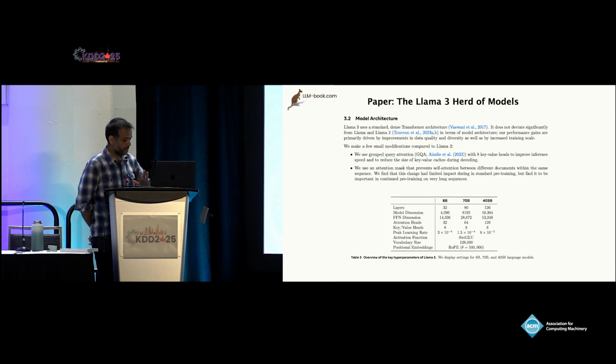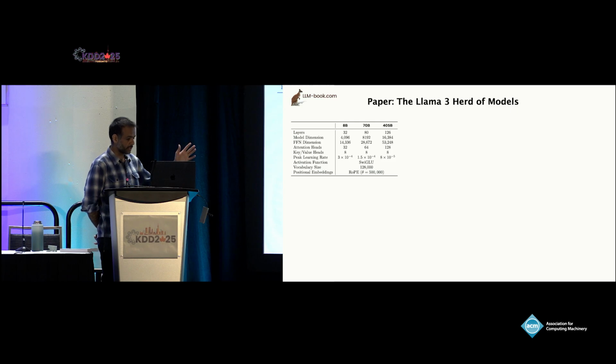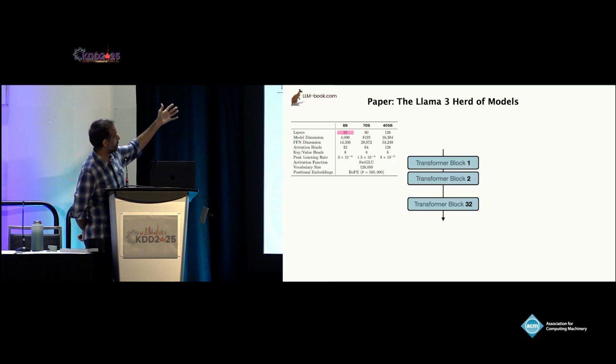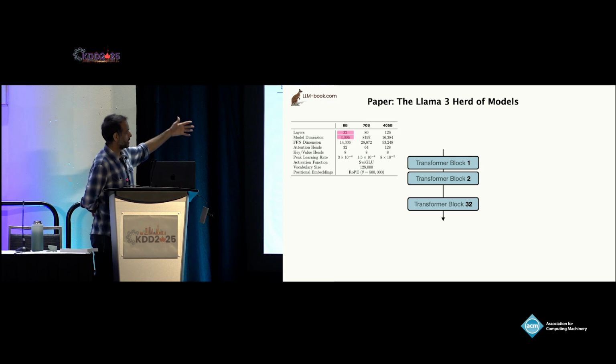So if you've bared with me so far, that's great, because now you can look at papers that describe the architecture of these models, and you have an intuition for each of these. So this is the, let's say, Llama 3 paper. When you see layers, those are the transformer blocks. Now we know when it says it has 32 layers, it has 32 transformer blocks.